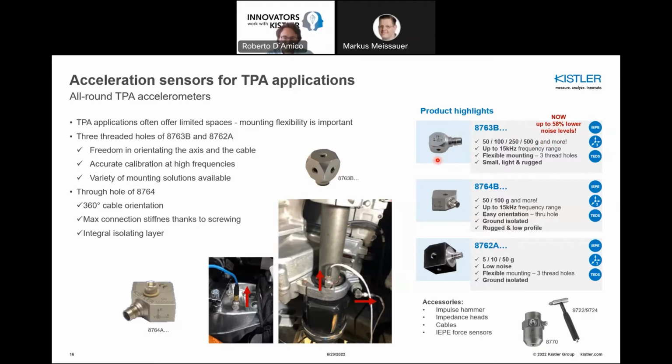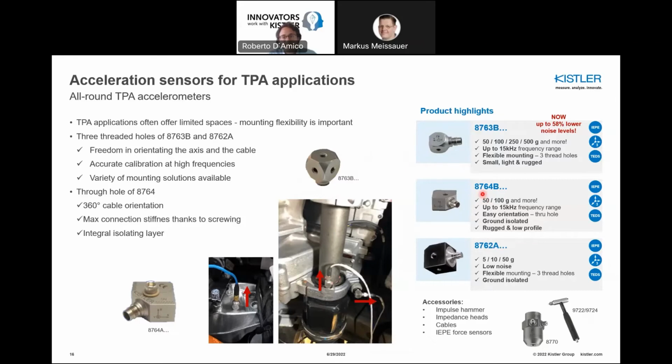This sensor has 3 threaded holes, one on each side, like you see here in the picture. And this is a very nice feature for TPA applications. Why? Because you have the possibility to orientate the sensor and the cable in the direction you want. So this is a pretty good feature. And for us, it allows us to deliver to you a very accurate calibration. So we can screw the sensor onto the shaker and calibrate on each axis. So the calibration information is pretty accurate. And then it has a wealth of mounting possibilities, so you can attach this sensor to the structure the way you want, basically.